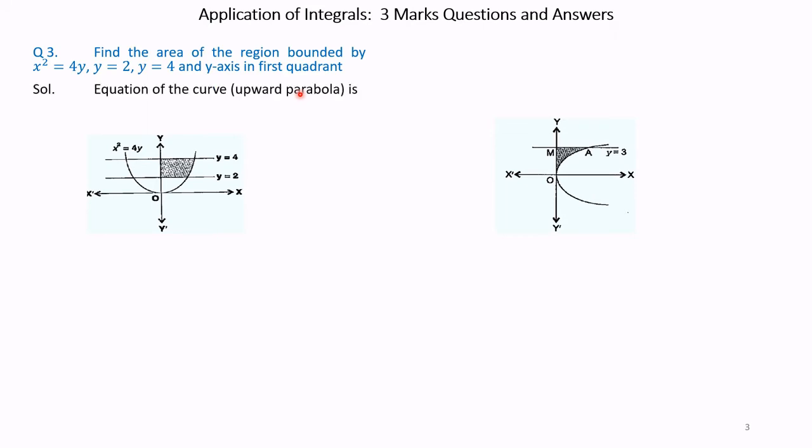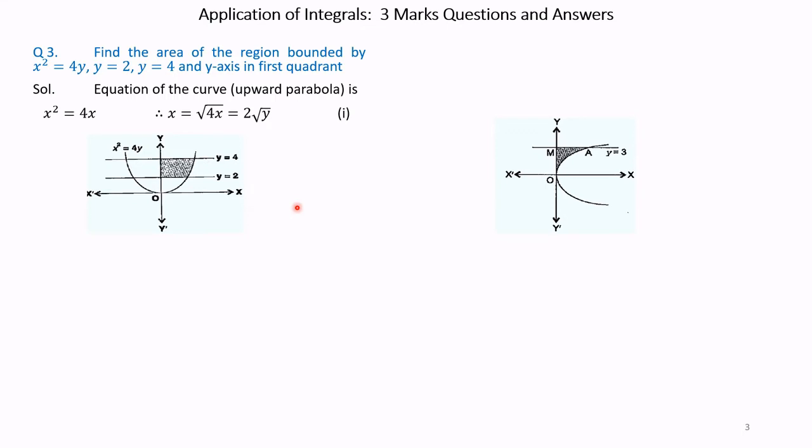So the equation of the given curve is an upward parabola. x square is equal to 4y is an upward parabola. You please note down and remember that x square is an upward parabola, and there are rightward parabola and leftward parabola. All those diagrams you please write down.